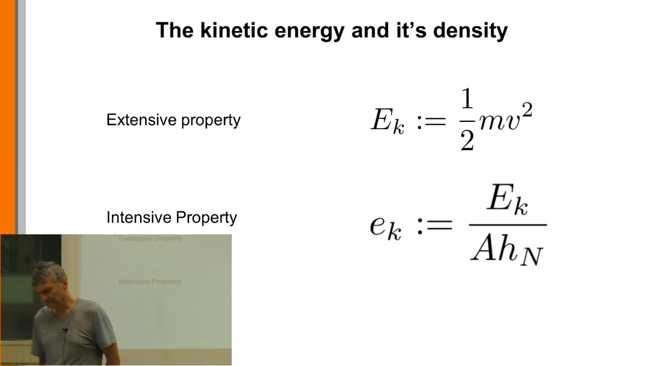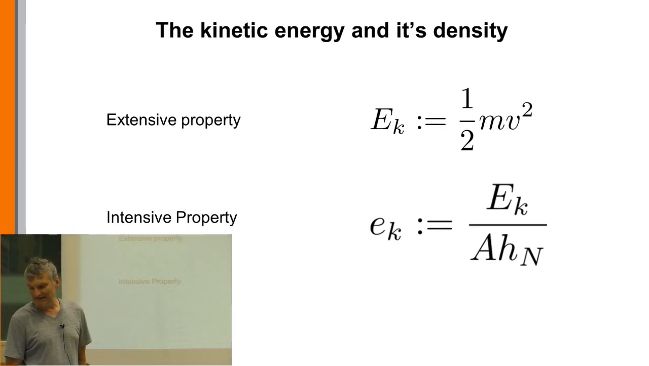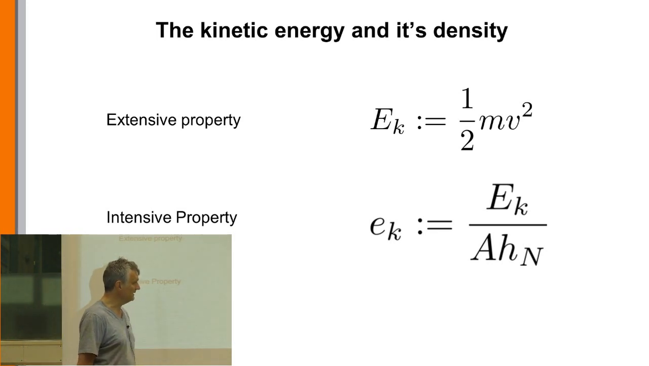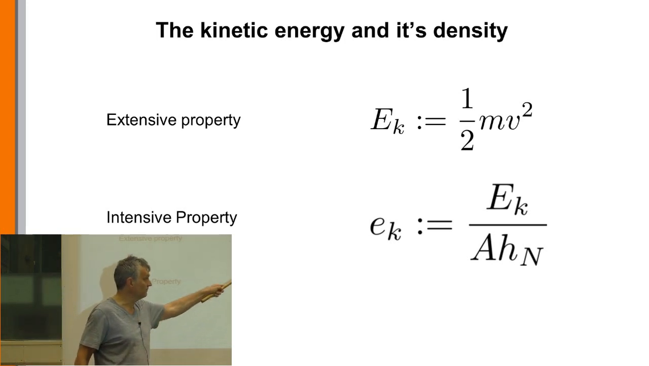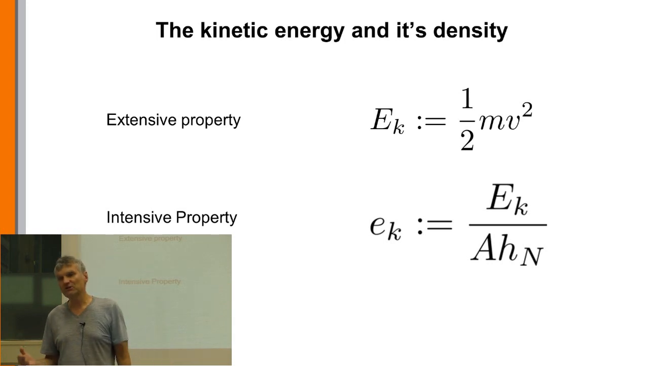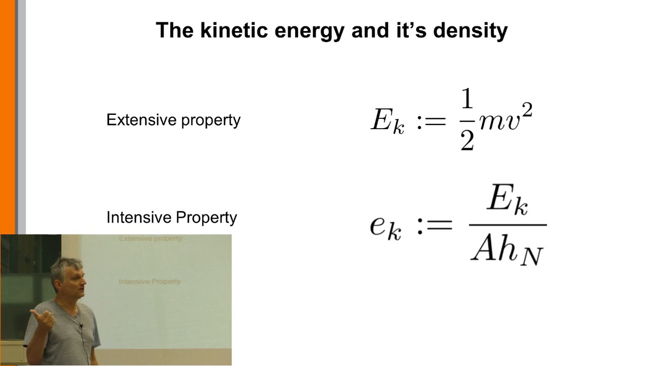Unfortunately, kinetic energy is an extensive property. When we have more rain, we have more kinetic energy, and when we have less rain, then we have less kinetic energy. So kinetic energy is always proportional to the mass. So which kind of mass do I have to take here? One drop, the whole rainfall, or what do I have to take here?